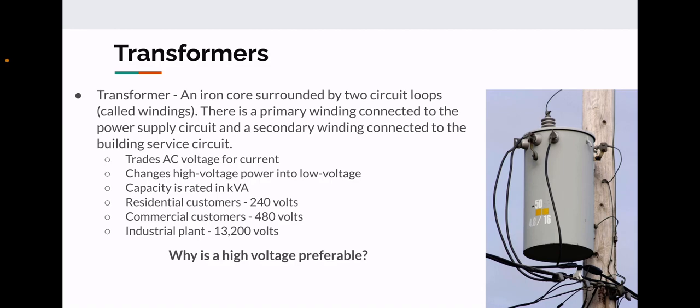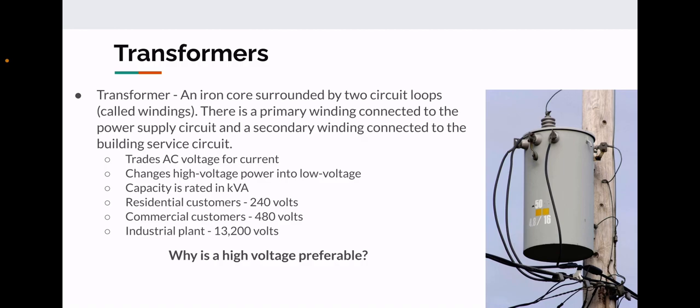So they trade the AC voltage for current. So the voltage to current, and they lower it. The capacity of these is rated in kVA. For the residential side, it's going to be transforming it into 240 volts. For the commercial, it's going to be transforming it into 480 volts. And then another example is at an industrial plant, they'd have a transformer converting it to 13,200 volts.